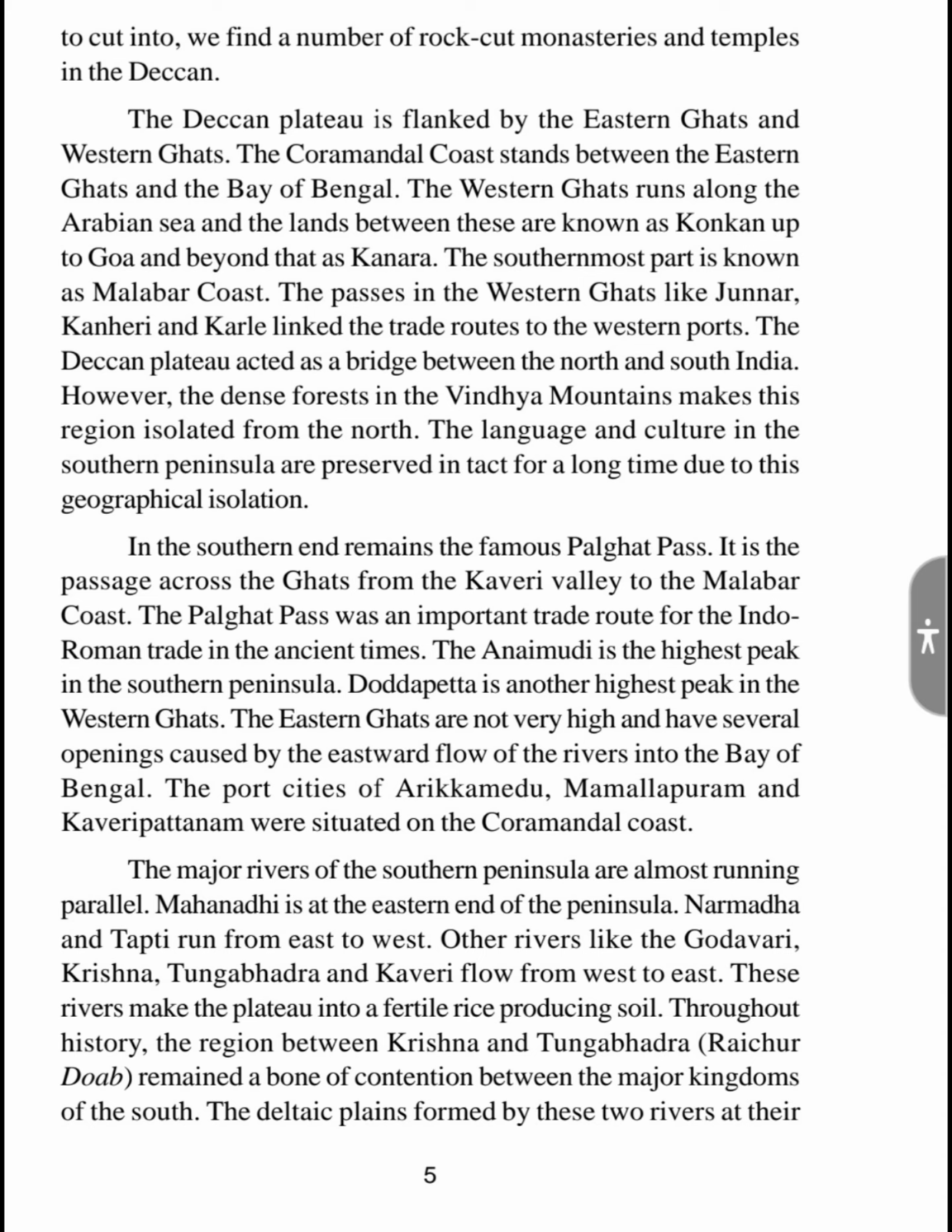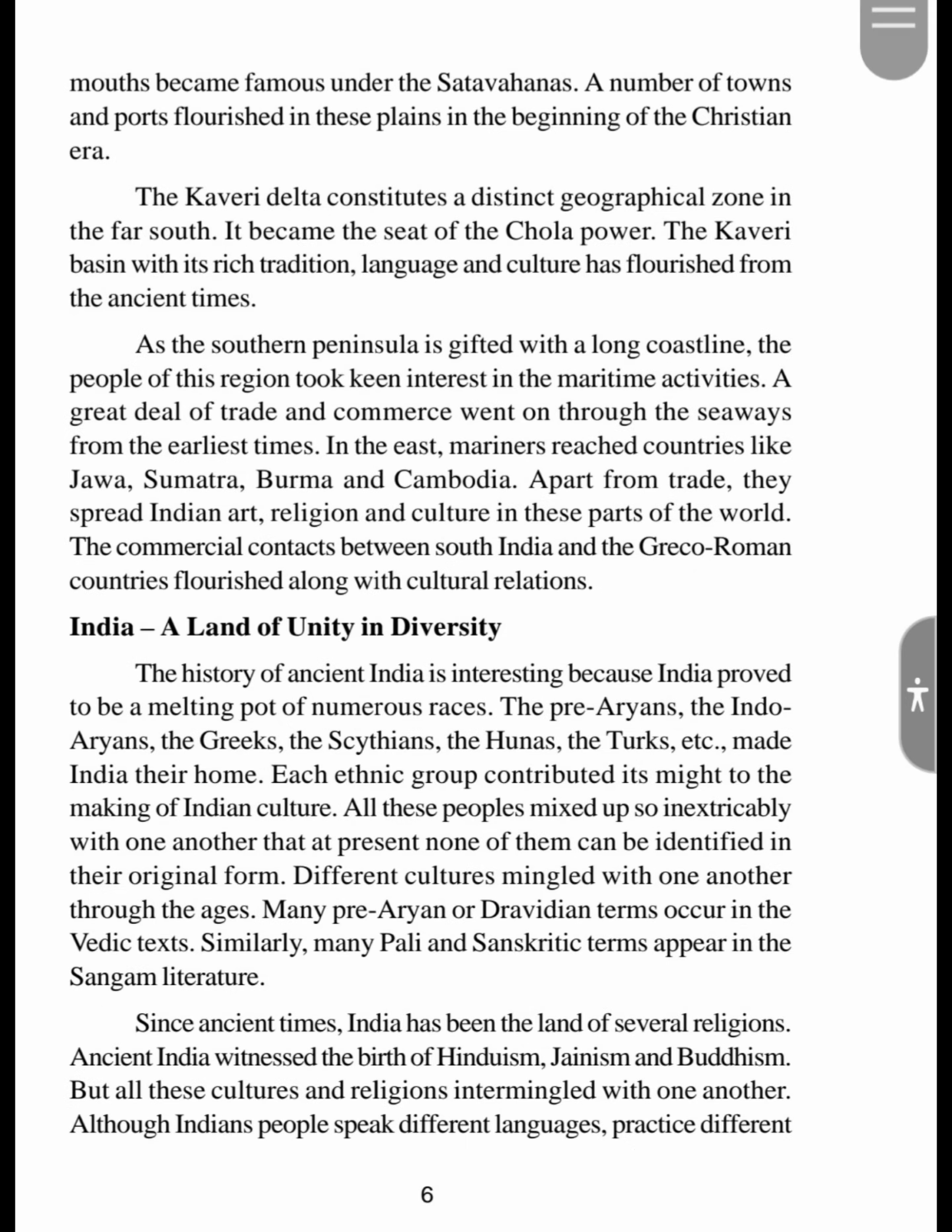Throughout history, the region between Krishna and Tungabhadra, Raichur Doab, remained a bone of contention between the major kingdoms of the south. The deltaic plain formed by two rivers at their mouth became famous under the Satavahanas. A number of towns and ports flourished in these plains in the beginning of the Christian era.